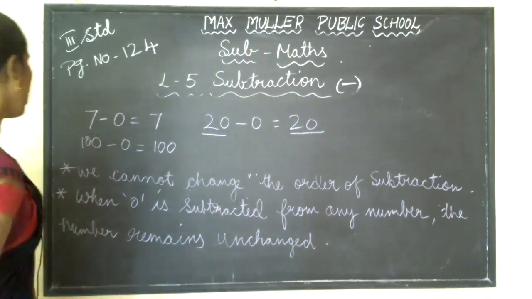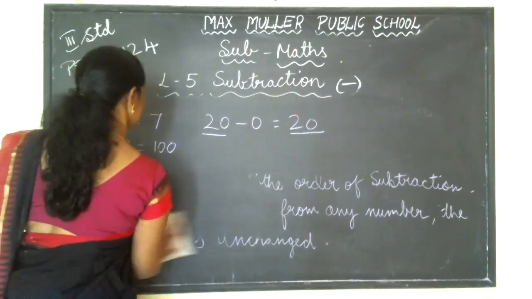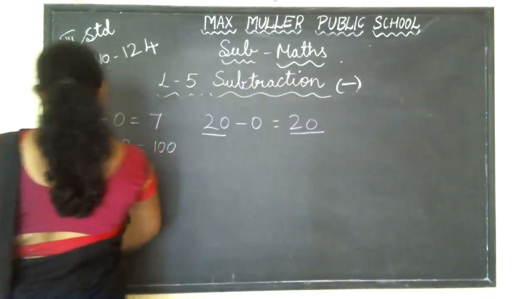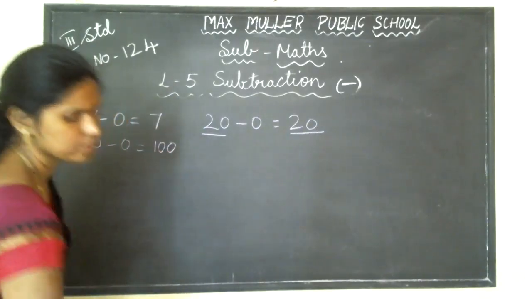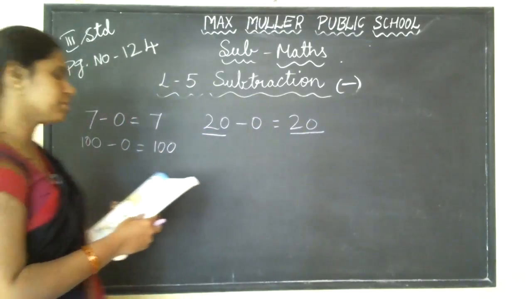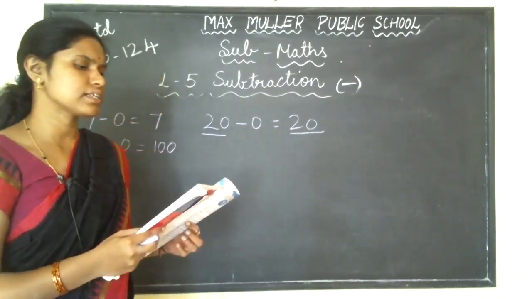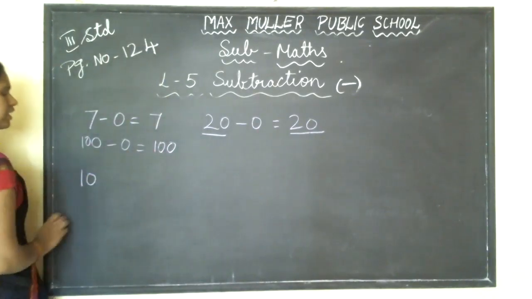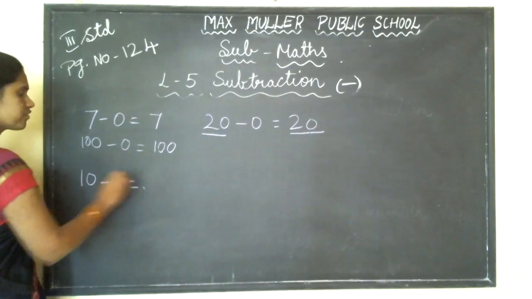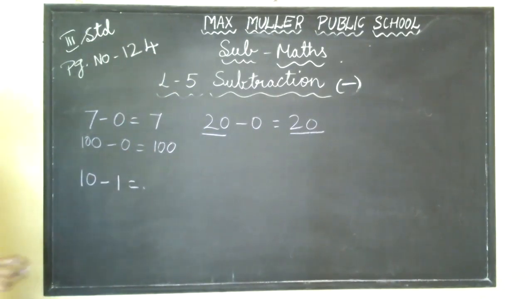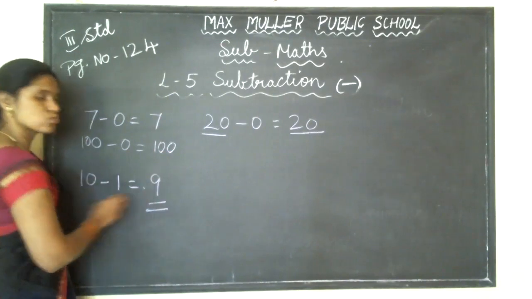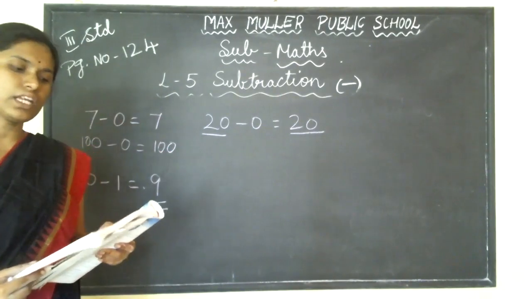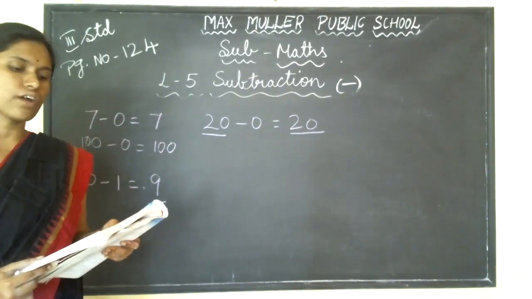The next one, the fourth point. When 1 is subtracted from any number, we get the predecessor of the number. For example, 10 minus 1. From 10, if you minus 1, how much will you get? 9. So this is the predecessor. When 1 is subtracted from any number, we get the predecessor of the number.